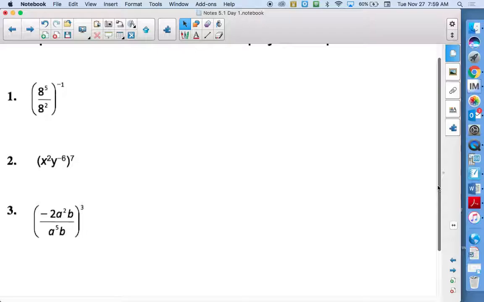Evaluate means if it's a numerical value, you should have one answer when you're done. So you should not have any exponents remaining. Simplifying means if you have variables, then you need to make sure you have no negative exponents and that all your variables, if they're the same, are combined.